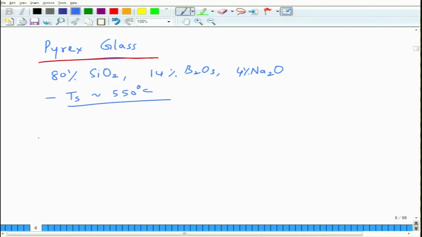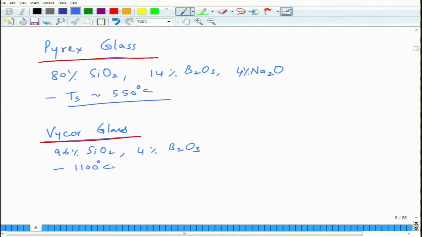Then we have Vicor glass. This Vicor glass contains 96% silica and 4% boron oxide. It softens at about 1100 degrees centigrade, so higher than Pyrex glasses. So, where you require even higher temperature stability, you use this boron substituted silicate glass.